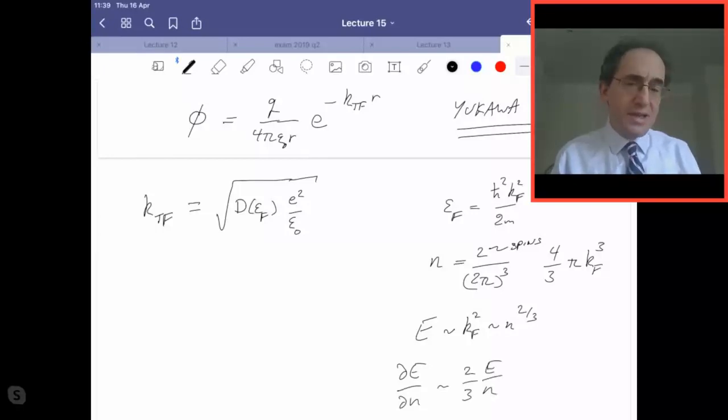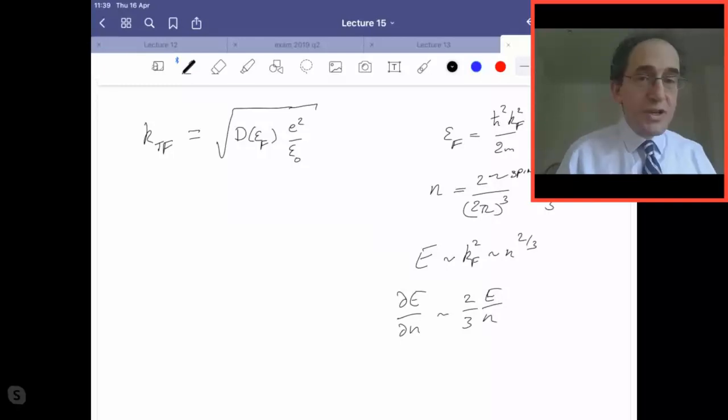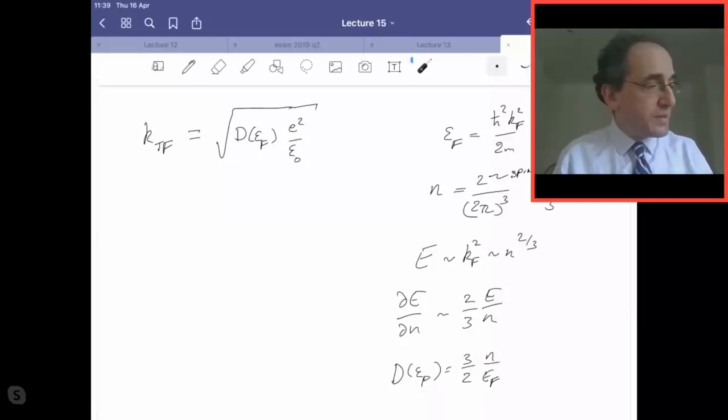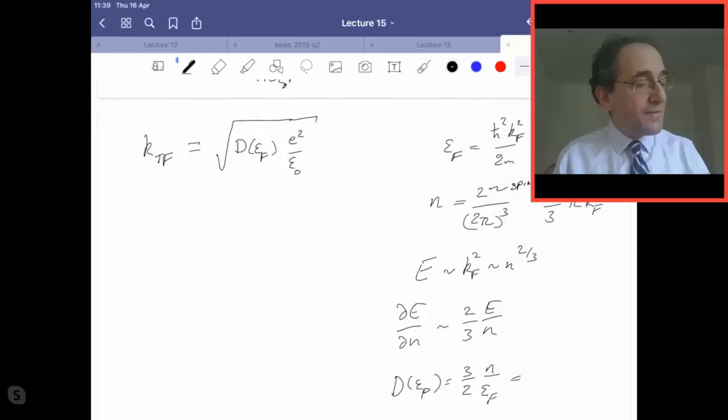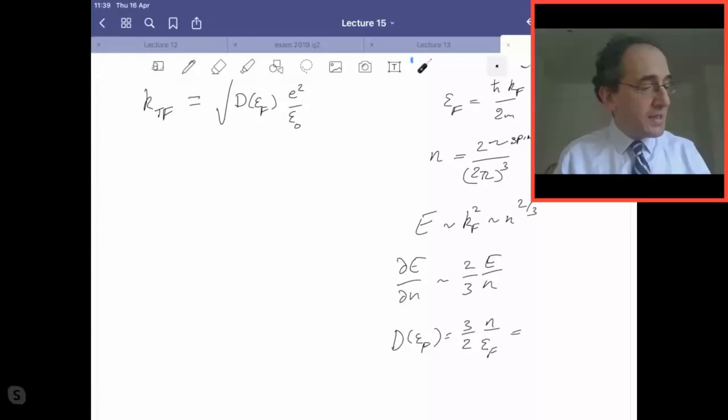I think I used this in the last lecture, I'm not sure, maybe. dE over dN is 2/3 E over N. So the density of states at the Fermi surface is 3/2 N over E_F. I think I'm drawing E_F in different ways with the script F, so let me just switch it to script E for the Fermi surface, and then plugging in the form we have up here for E_F, and also the form I have for N here, plugging those things in, we get an expression for the density of states at the Fermi surface, which is m kF over h bar squared pi squared in three dimensions.